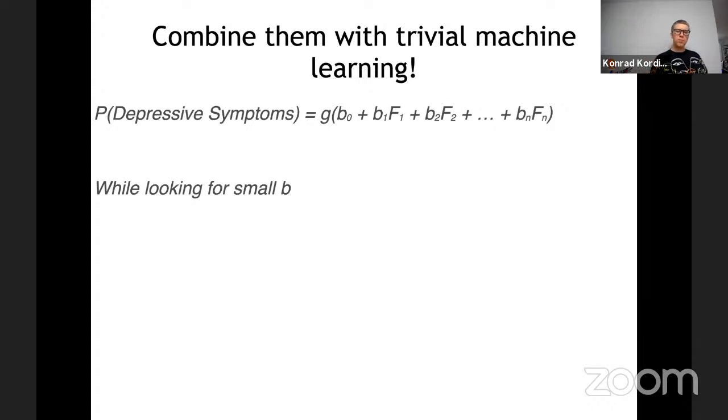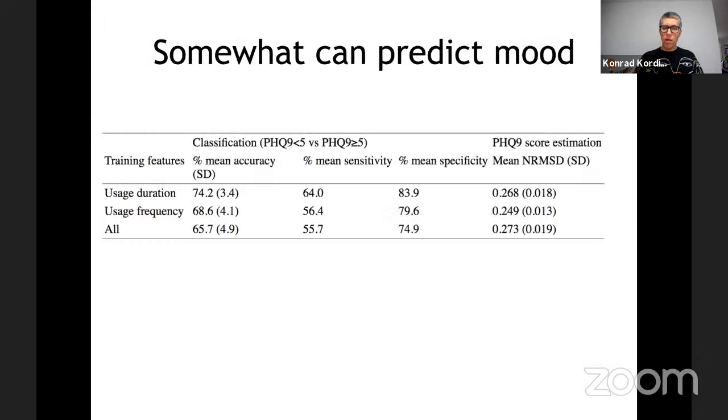And because it's machine learning, we will use regularization. So we will try and fit that whole thing with a B vector that has small norm. It's the standard approach that people would have. Now, what do we have here?